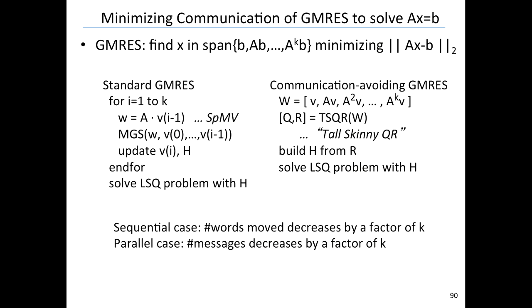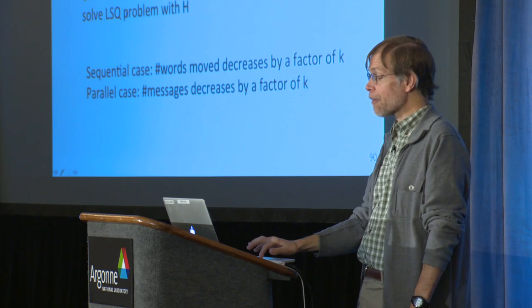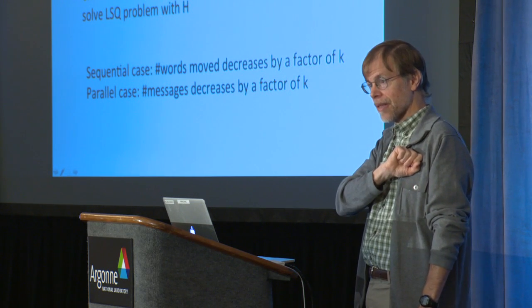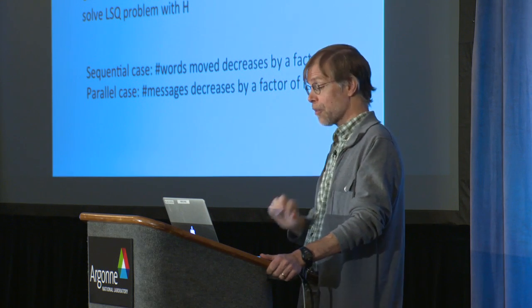And so if you do all the counting, in the sequential case, I've hit the lower bound. I've only read the data from slow memory to fast memory once, and I've taken k steps of the algorithm. And in the parallel case, the number of messages has decreased by a factor of k. And everything I've said here is completely true in exact arithmetic, but there's a terrible bug in floating point.